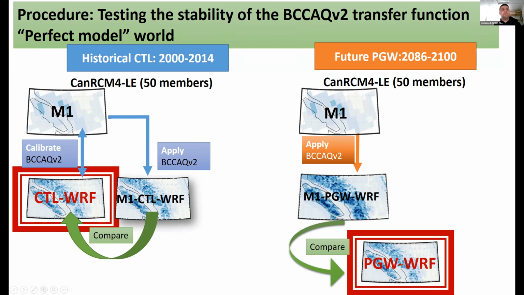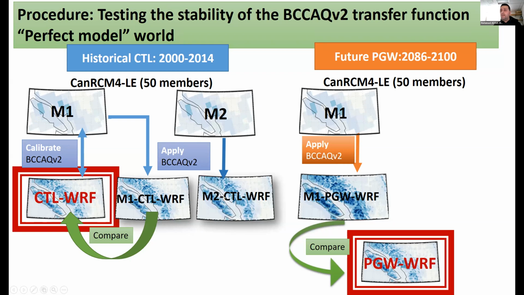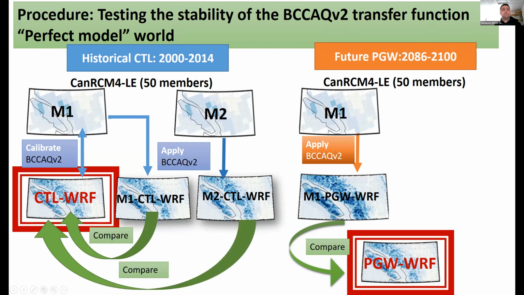a pseudo-global warming work. Now we're going to take another member from CAN-RCM4 and use the same calibrated function. The member 2 here is not used in the calibration. It is an out of sample member. And we apply the calibrated BCCAQ transfer function using the member 1 to downscale this data over the historical future condition. And then we compare with both.